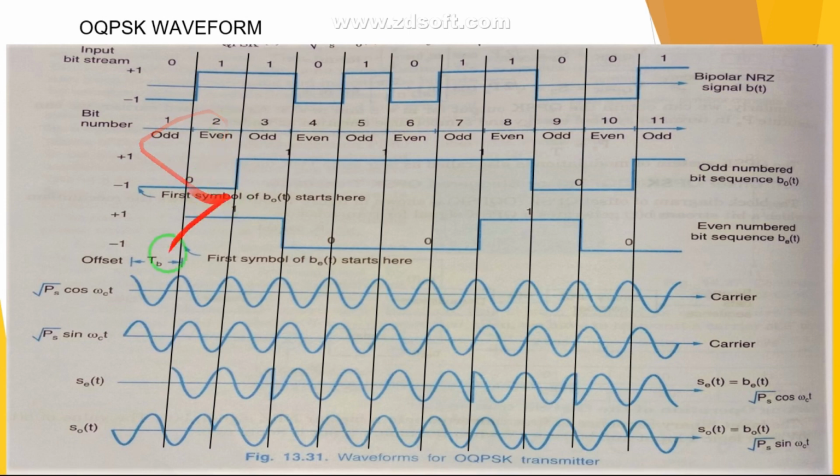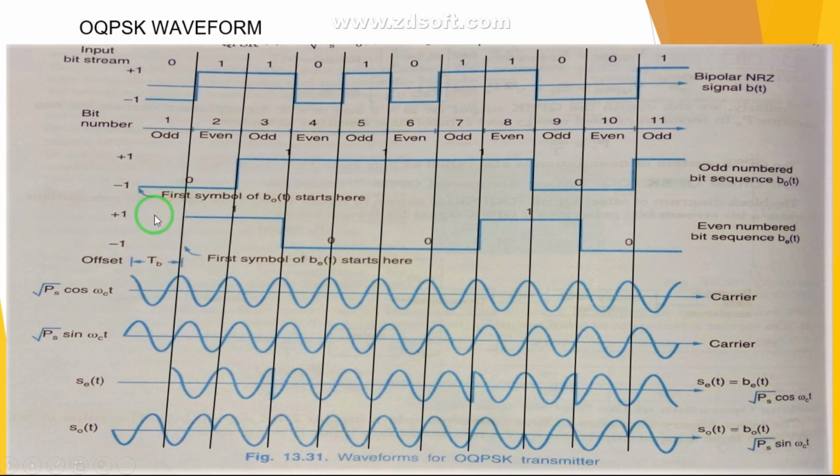Now, as shown in this figure, you can see the first odd bit occurs before the first even bit. The first even bit is 1, but it occurs after a delay of T_B duration, which is nothing but your offset. So the first odd bit occurs before the first even bit. Hence, the even bit stream, this is your even bit stream, starts with a delay of 1 bit period after the first odd bit period.